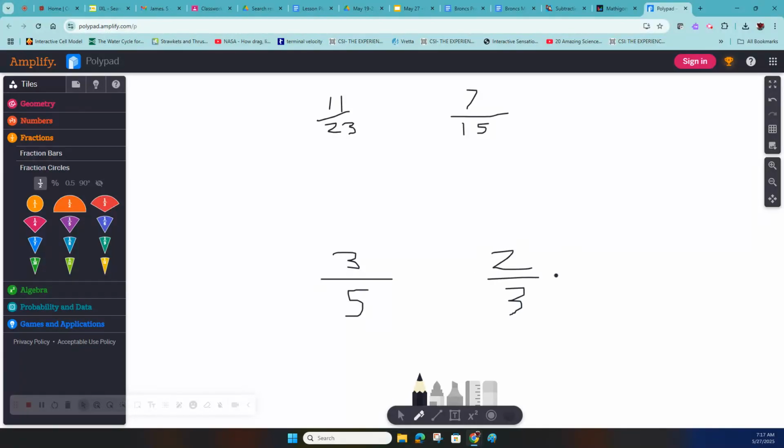All right, so these are pretty darn close as well. 3 is a little bit more than half of 5. 2 is a little bit more than half of 3. Okay, so they're both greater than 1/2, but dang, which one's greater, 2/3 or 3/5? Well, the reason these are really hard to compare is because these are unlike fractions. And what I mean by that is they don't have the same denominator. We're not talking about the same pieces of pie or slices of pizza, because these are fifths and these are thirds. They're two different things.